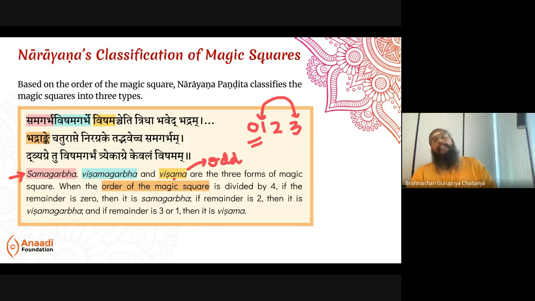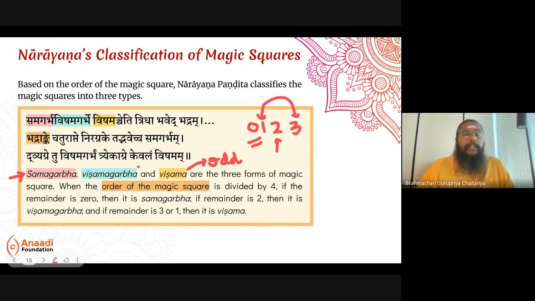Vishama. Then there is something called the Vishamagarbha, which are even numbers which are not divisible by 4, which will yield the remainder as 2. For example, 6 when divided by 4 yields the remainder 2. 10 when divided by 4 yields the remainder 2. Like that, 6, 10, all these are examples of magic squares which are Vishamagarbha.